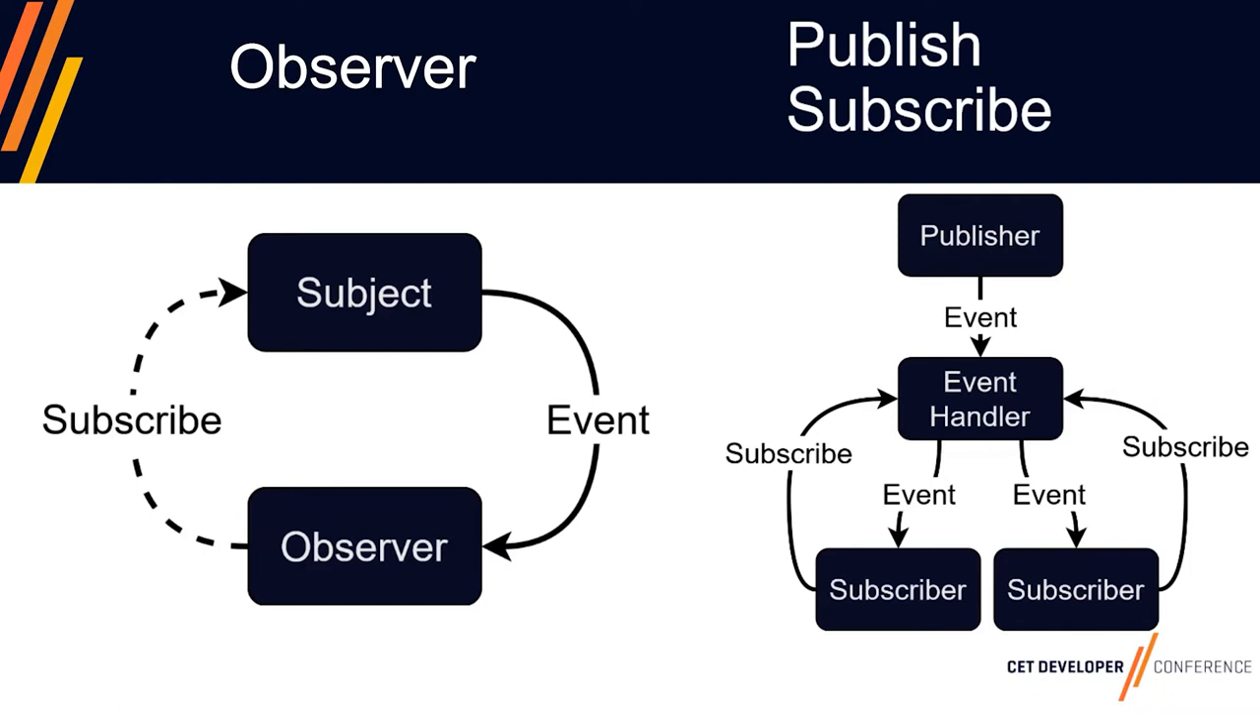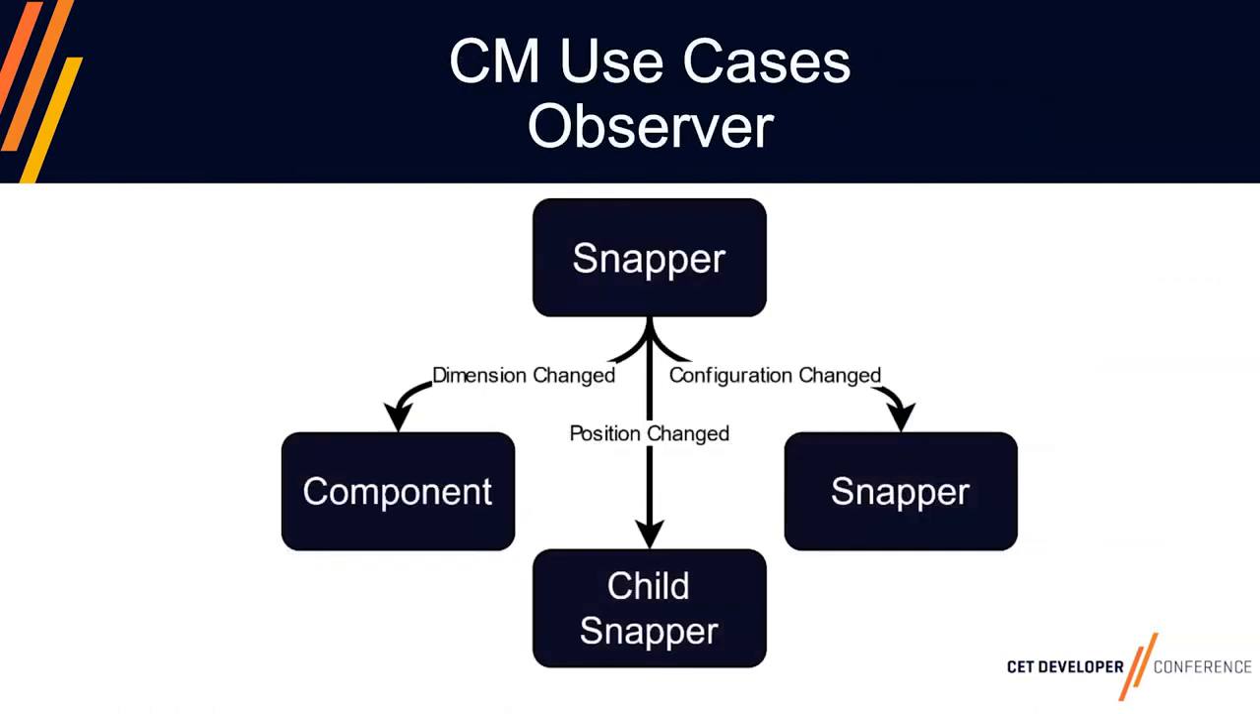So this just creates a little more separation, or even more separation, between the subscriber and the publisher, or in the observer pattern case, the observer and the subject, than we already had in the observer pattern. So what would be the actual use case of this in CM?